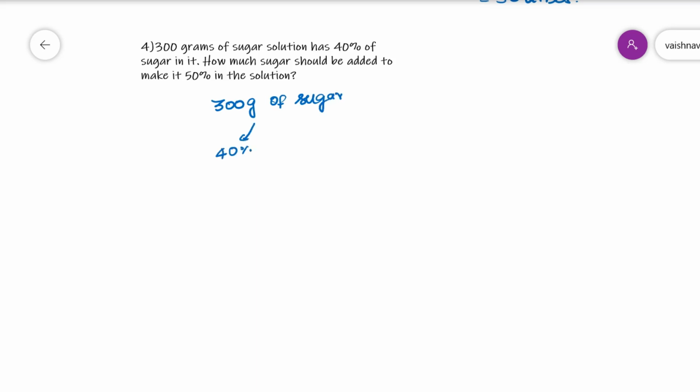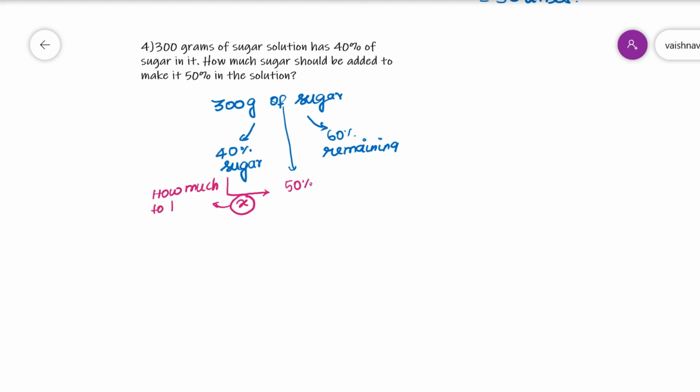Now the 300 grams of sugar solution has 40% of sugar in it. Okay, one sugar solution, it is of 300 grams. So it has 40% of sugar, and the remaining 60% contains other constituents. Now I have to add some amount of extra sugar and make this solution 50%. This sugar solution should contain 50% of sugar in it. What is the amount of sugar that I need to add? That is the question.